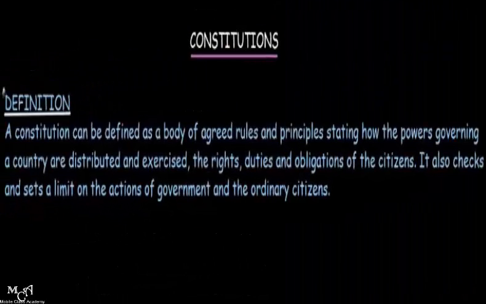Here we are saying that a constitution can be defined as a body of agreed rules and principles, stating how the powers governing a country are distributed and exercised. So the underlying words you need to know: it is a body of agreed rules and principles. The bottom line is that it states how the powers governing a country are distributed and exercised, the rights, duties, and obligations of the citizens and also of the government. And it also checks and sets a limit to the actions of government and the ordinary citizens.